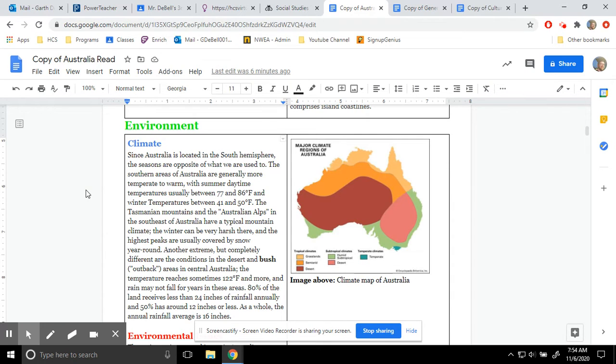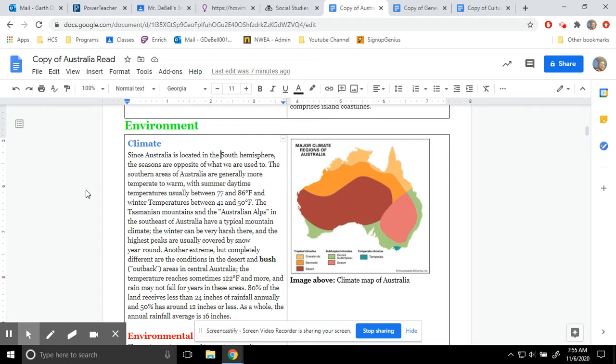Another extreme, but completely different, are the conditions in the desert and bush, or the area known as the outback. Areas in central Australia. The temperature sometimes reaches 122 degrees Fahrenheit and more, and rainfall may not fall for years in these areas. 80% of the land receives less than 24 inches of rain annually, and 50% has around 12 inches or less. As a whole, the annual rainfall averages is 16%.